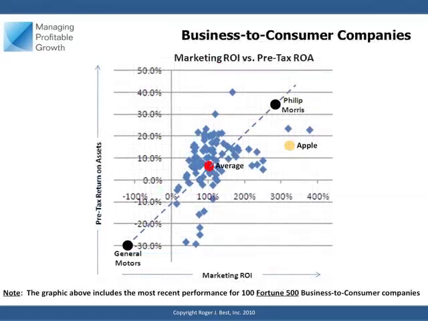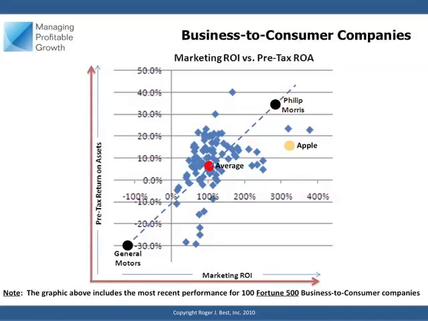We can further validate the importance of marketing ROI by comparing this relationship using 100 of the Fortune 500 business-to-consumer companies. Companies with a higher marketing ROI tend to produce a higher pre-tax ROA. This is also true for other industry sectors, such as business-to-business, high-tech, energy and materials, and services.